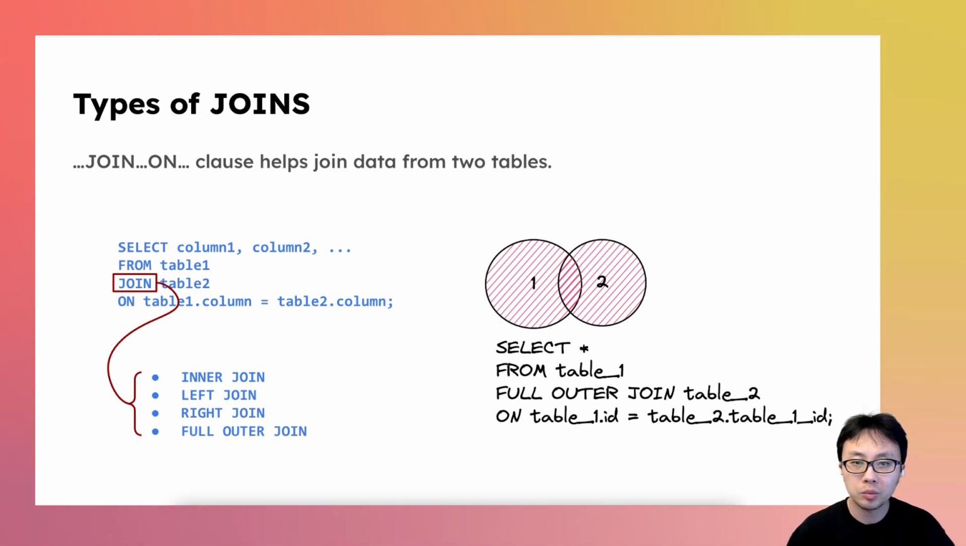If a row in table 1 has no match in table 2, the result row will include the table 1 record with null values for table 2 columns. Similarly, if a record in table 2 has no match in table 1, the result row will simply be the table 2 record with null values for table 1 columns.